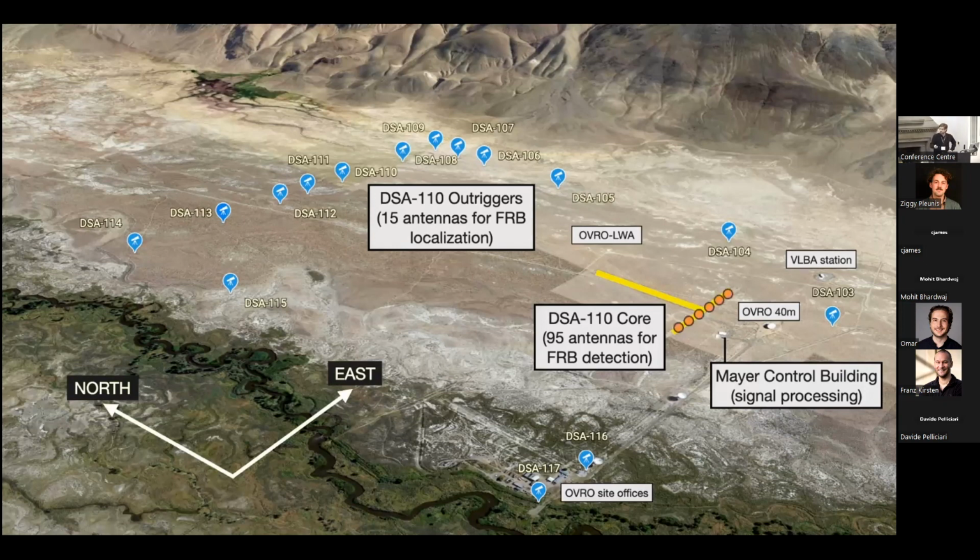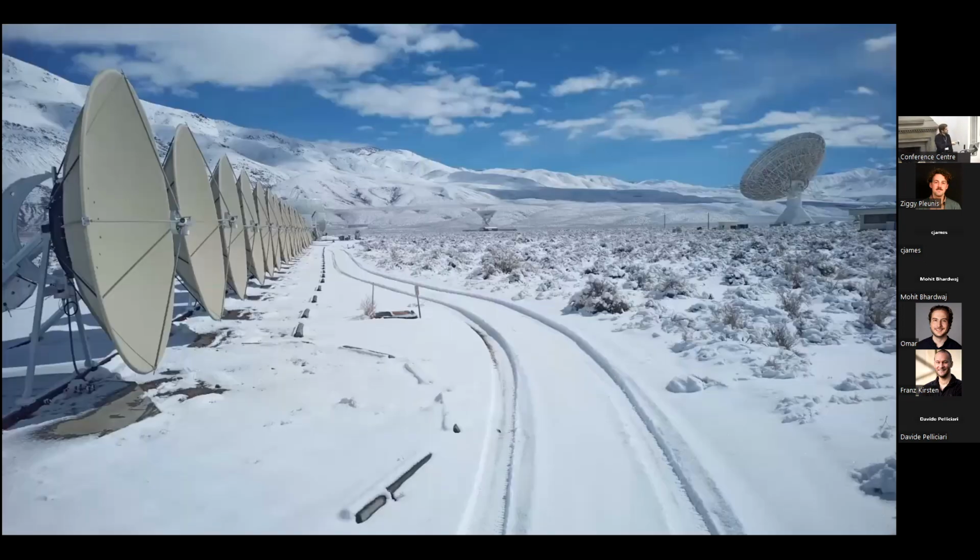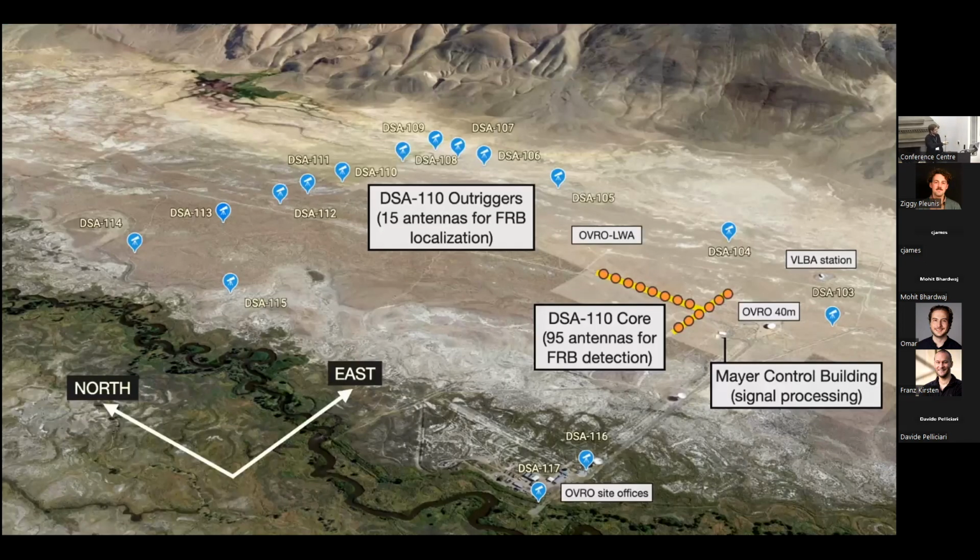At the moment, since we're operating in a commissioning mode, we've only populated the east-west arm, which you can see there. So we have 48 antennas in the core right now in the east-west arm, and it's on those that we're searching in real time for FRBs. And we have about 15 outrigger antennas. Here it is about a month and a half ago. This is the east-west arm. And throughout the rest of the year, we're going to populate the rest of the T. So we're going to fill in the north-south arm and increase our sensitivity by about a factor of 2 in the blind search.